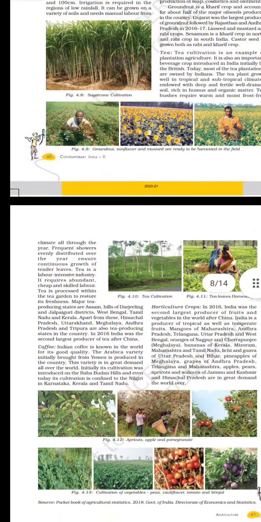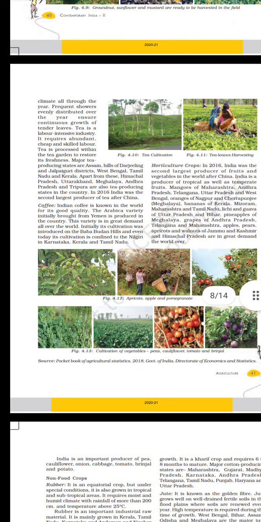moist frost free climate all through the year. Frequent showers evenly distributed over the year ensure continuous growth of tender leaves. Tea is a labor intensive industry. It requires abundant, cheap, and skilled labor. Tea is processed within the tea garden to restore its freshness.